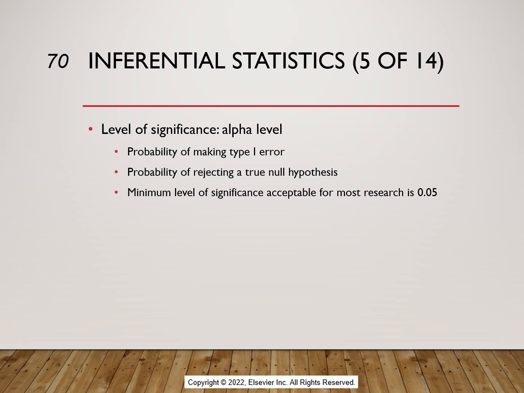You'll also want to look at the level of significance, or the alpha level. Typically, in nursing research, healthcare, and social sciences, that level of significance is set at 0.05. That's the probability of making that type 1 error, the probability of rejecting a true null hypothesis.